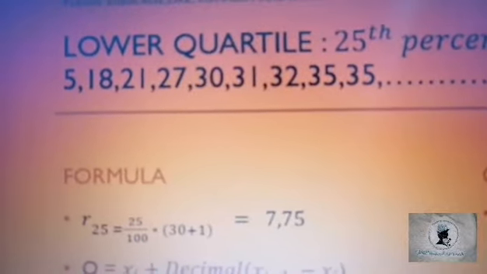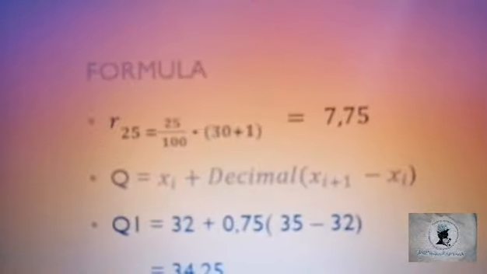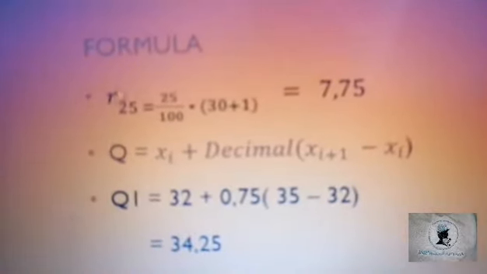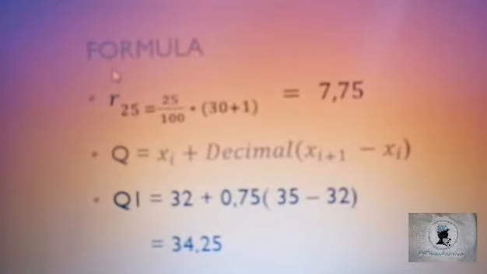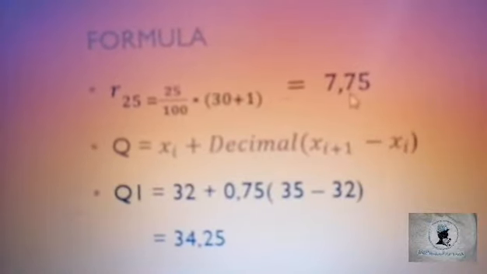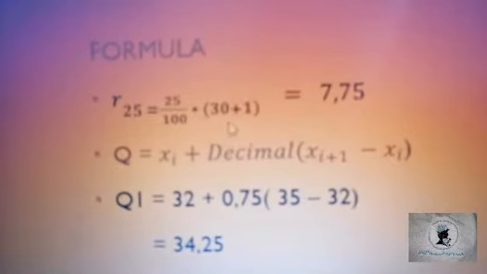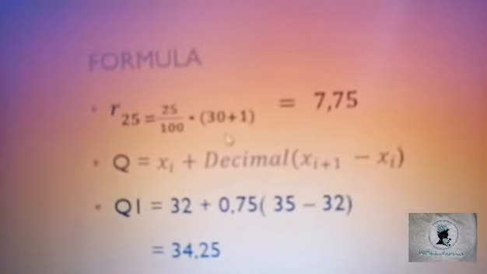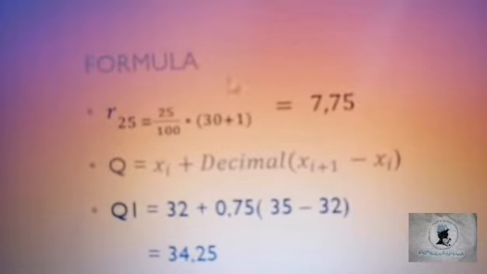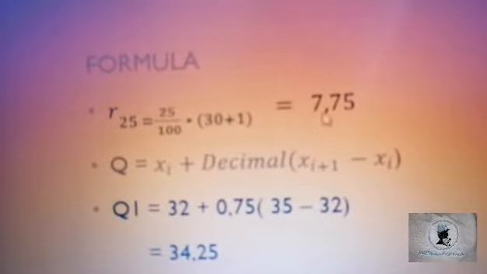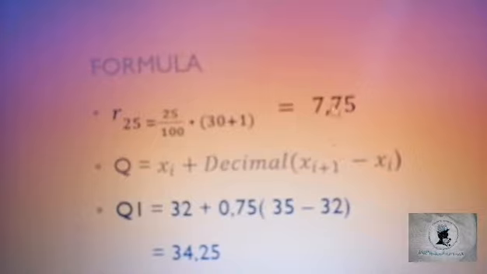So determining Q1, which is our 25th percentile, we remember that the formula is rk equals k over 100 times n plus 1. In this case we have 30 data values, and Q1 is our 25th percentile, so our k equals 25. After obtaining this answer, you are not done. This is not your Q1, this is your pseudo rank, this is your ranking.